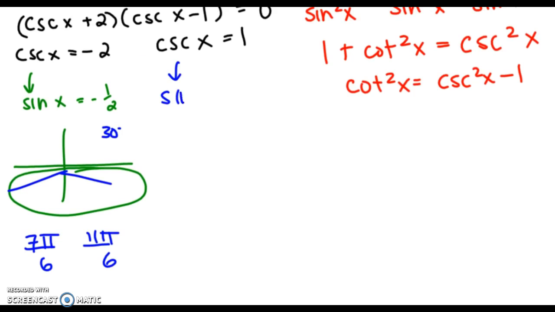Same with this one. So the reciprocal is sine. Reciprocal of 1 is 1. Where is sine equal to 1? So that's going to happen at this spot right here. Pi over 2.